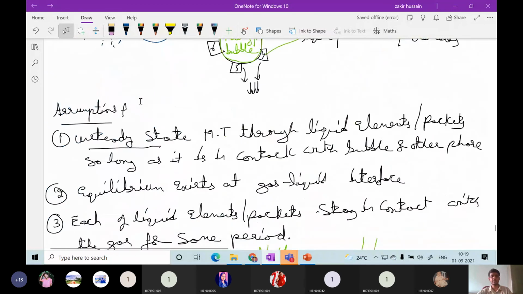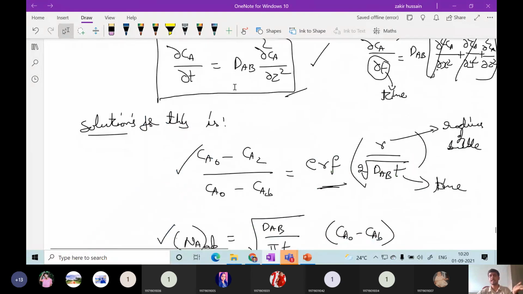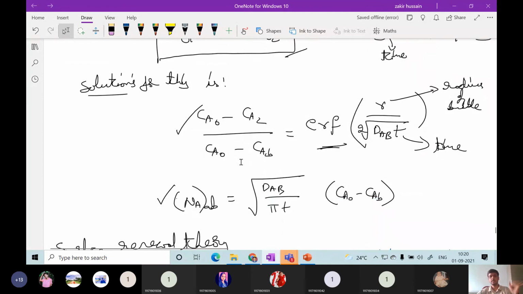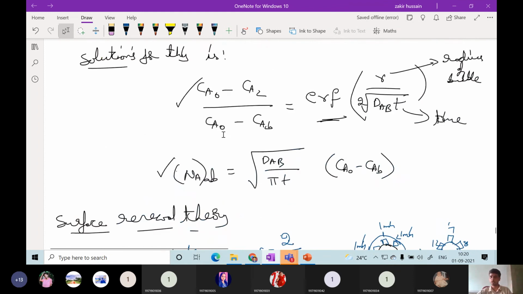And in the penetration theory, you have to remember Fick's second law of diffusion. We already derived this in 3 dimensions. Out of this, you take only 1 dimension, x, y or z, and you have to write the solution, then the flux equation. That is enough for your syllabus. There is no big derivation here.